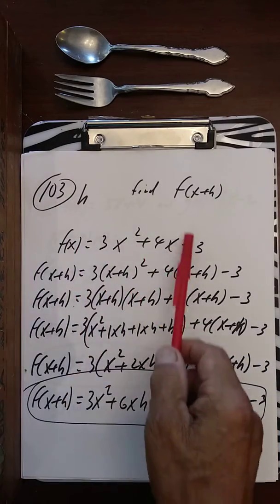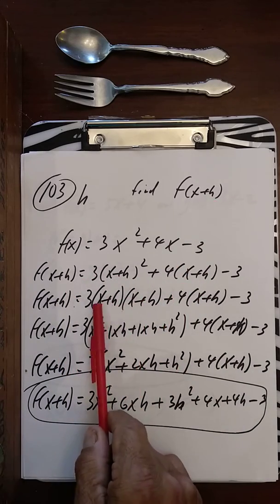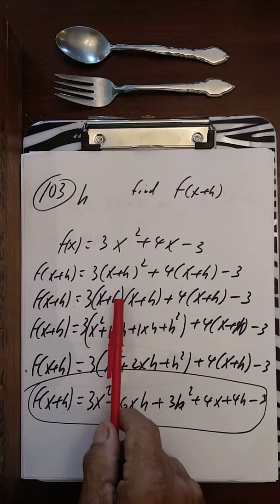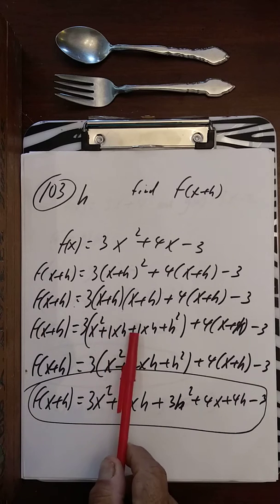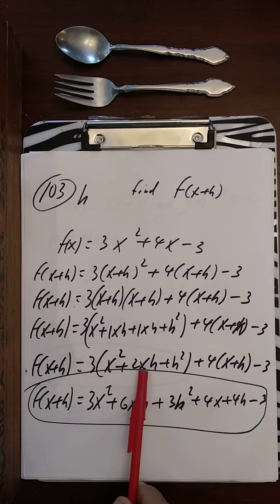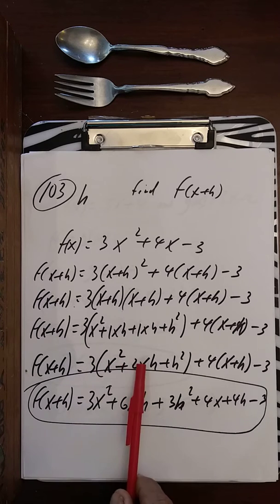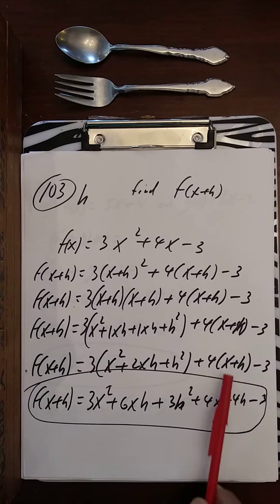f of x is this. Find f of x plus h. x plus h, x plus h. x plus h times x plus h: x times x, x squared. x times h, xh. xh, h squared. Add these, 1xh and 1xh is 2xh. 3 times that, 3x squared. 3 times that, 6xh. 3 times that, 3h squared. 4 times that, 4x. 4 times that, 4h. Minus 3, that's all we can do.